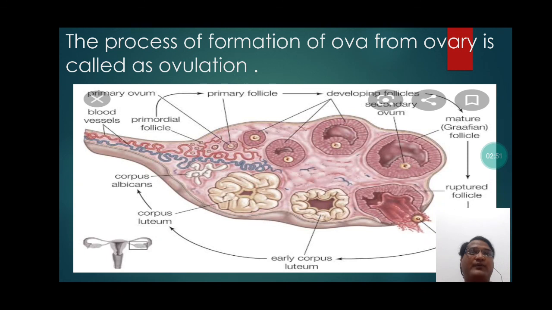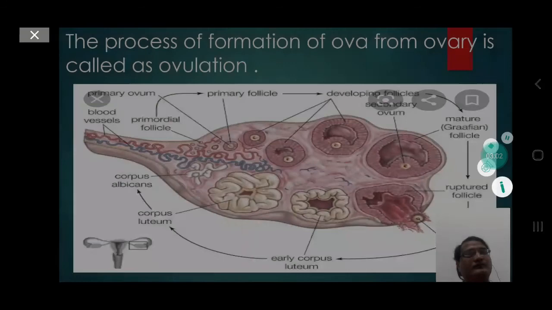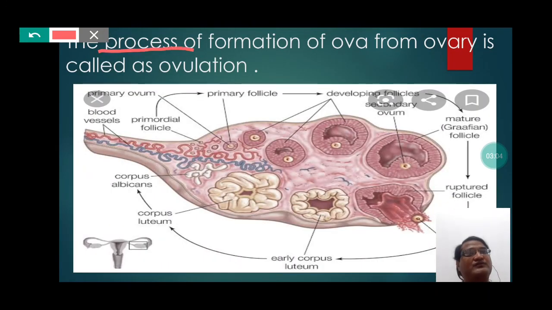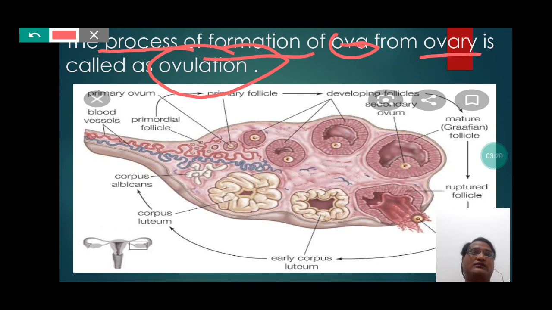The process of formation of ova from ovary is called ovulation. Students, the process by which ova or egg gets generated in the ovary is called ovulation. So students, we can understand the concept of ovulation in a better way if we concentrate here.